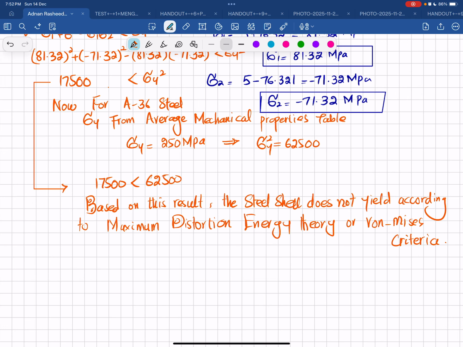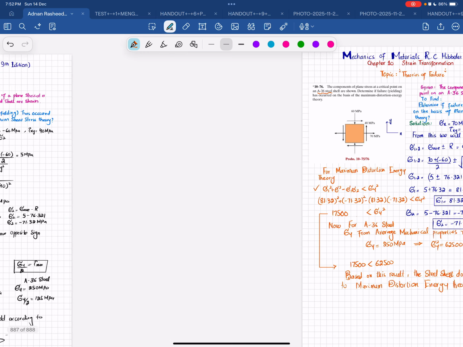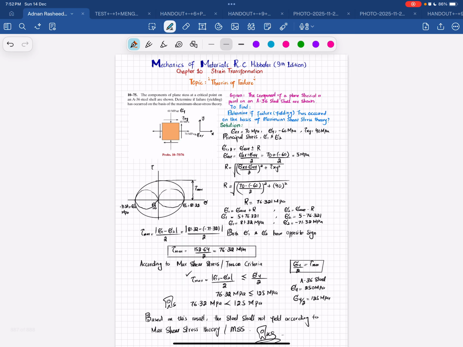So this was all about problem 10-76. We can compare it with our previous problem, where we did the same thing for the maximum shear stress theory.